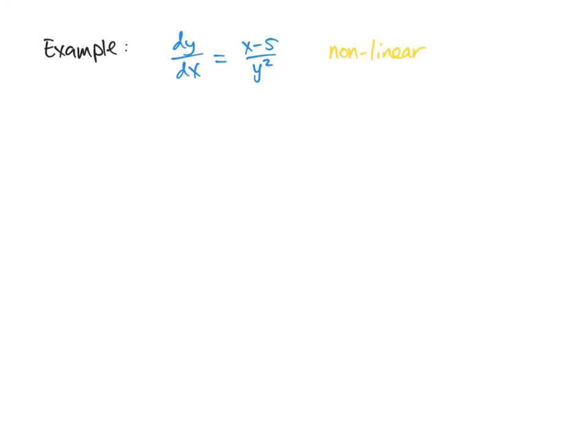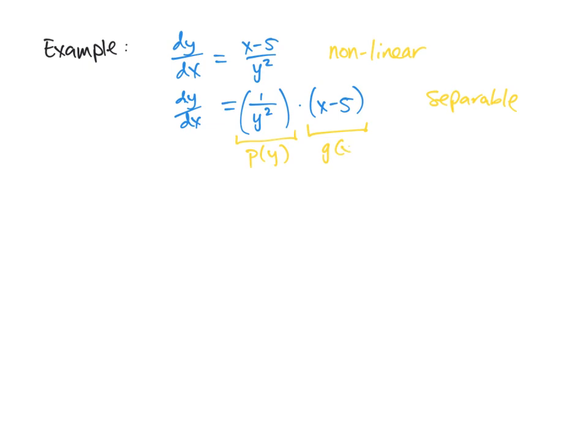So is it actually separable? Yes, it is. And if you want to see this really explicitly, we can write it out. We've got the dy/dx on the left-hand side like we want. And on the right-hand side, we can write it as 1 over y squared, so that's our p of y, and our x minus 5. So this is separable, and this is our g of x. So we have a separable equation.